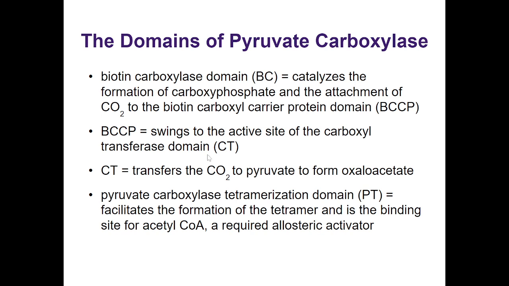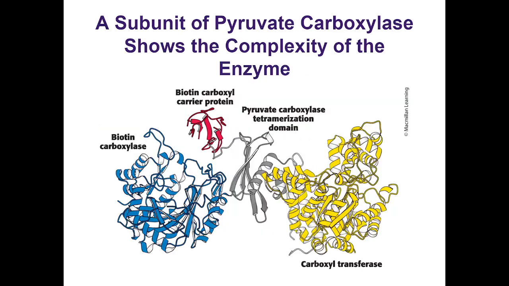The BCCP, this is going to be the one that swings to the active site of the carboxyl transferase domain. That's the CT, which is carboxyl transferase. The CT is going to be what transfers the CO2 to the pyruvate to form oxaloacetate. The pyruvate carboxylase tetramerization domain, which is just PT here, which the T is the tetramerization, P is pyruvate, facilitates the formation of the tetramer. This is going to be the binding site for your acetyl-CoA. It's going to be required for the allosteric activator.